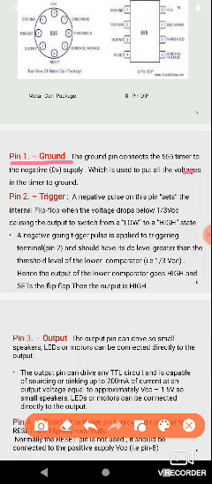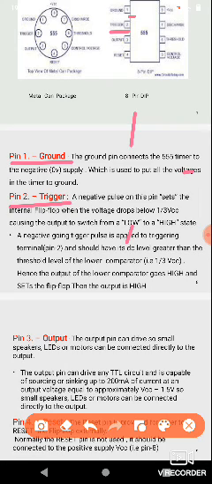Next, pin 2. Pin 1 we just completed. Pin 2 is the triggering input. A negative pulse on this pin is used for setting the internal flip-flop. When the voltage drops below 1/3 VCC, it causes the output voltage to switch from low to high state. This is also known as triggering.